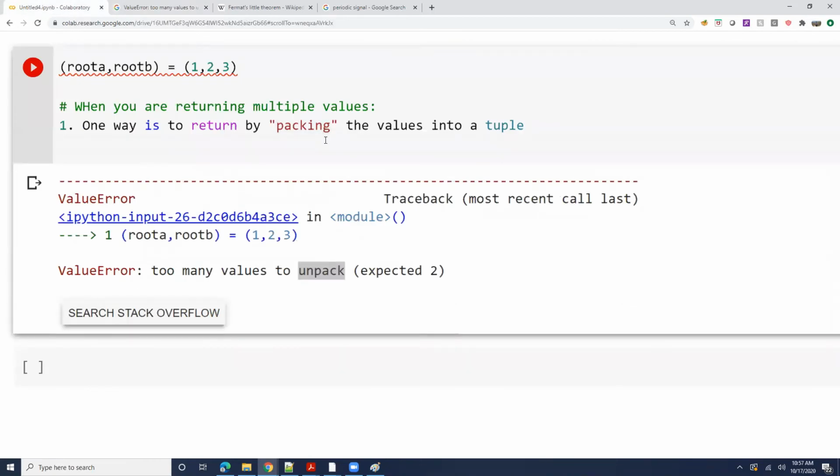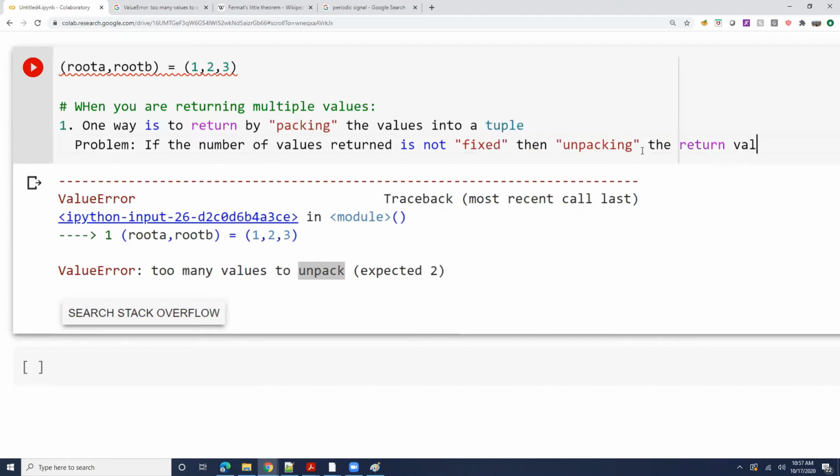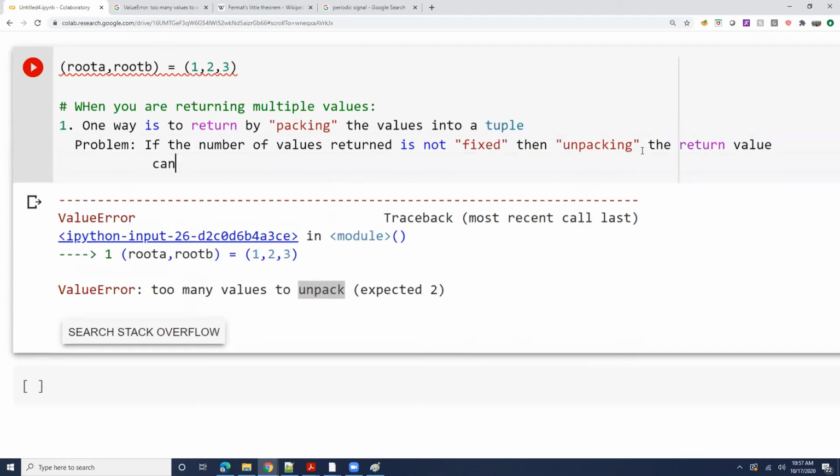Sometimes too many or too little values. Absolutely, Prince said. So the potential problem is that if the number of values returned is not fixed, then unpacking the return value can cause problems. Two types of errors: either too many values to unpack or too few values to unpack. Let's see, does it have too few values if I do this?